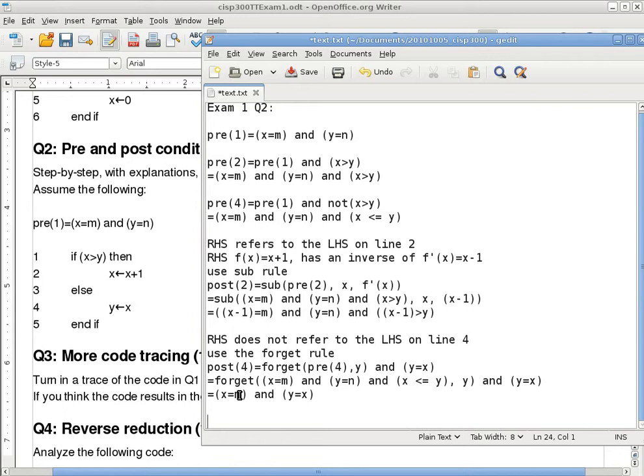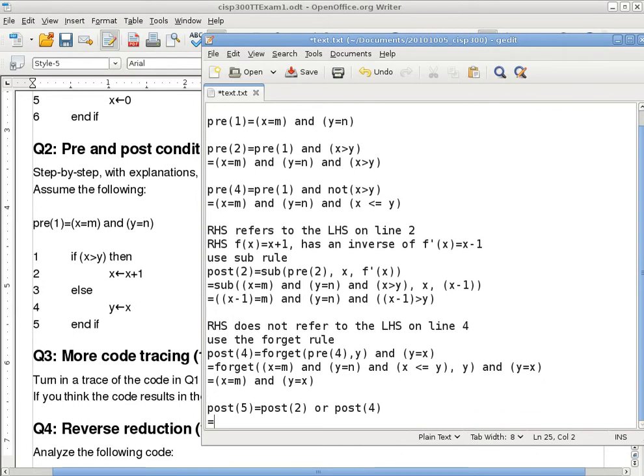Okay? And then the next thing is easy. Post 5 is the last one. Post 5 equals post 2 or post 4. Because there are two ways to get to the end, and I don't know which way I came from. And after that, you just do the expansion. And since you guys did not have the option to copy and paste, I would not do that either here. And obviously, there's a whole lot of parentheses to deal with. That's the result.